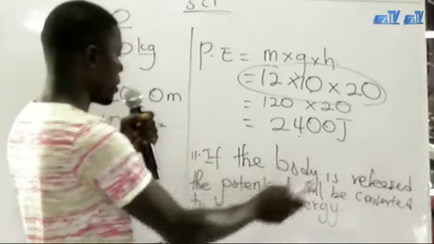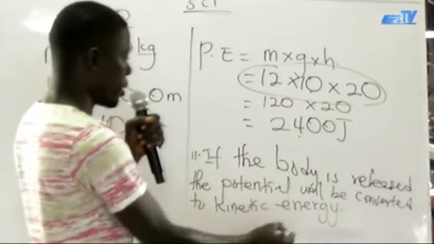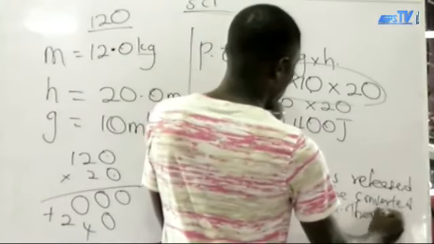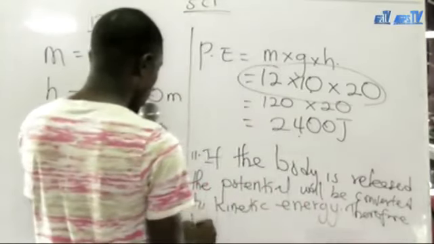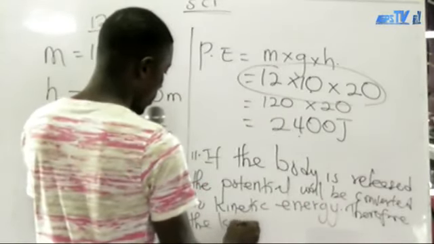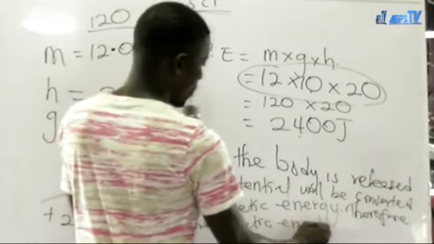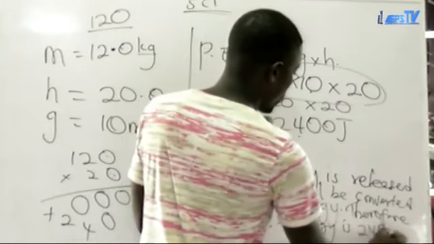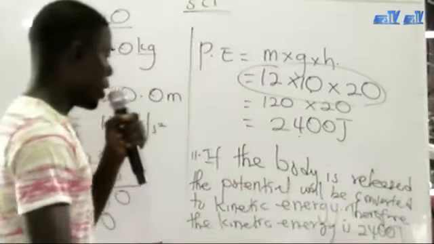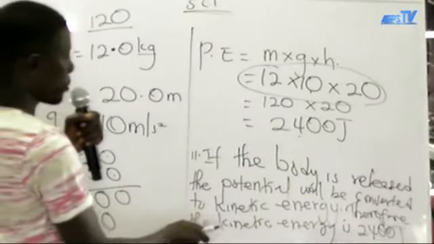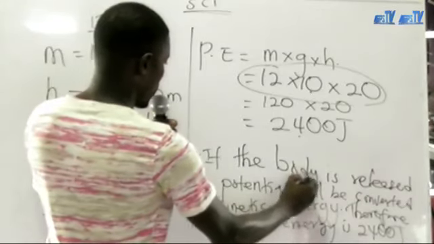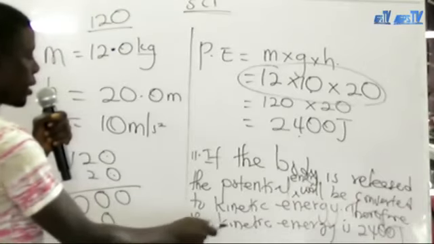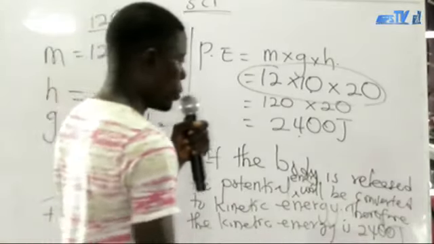If the body is released, the potential energy will be converted to kinetic energy. Therefore, the kinetic energy is 2,400 joules. So this one is simple.